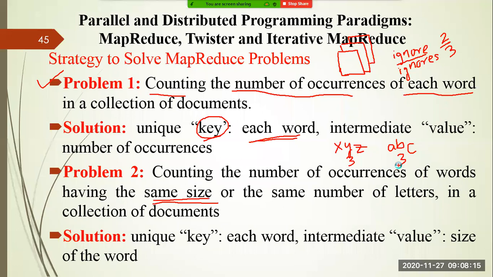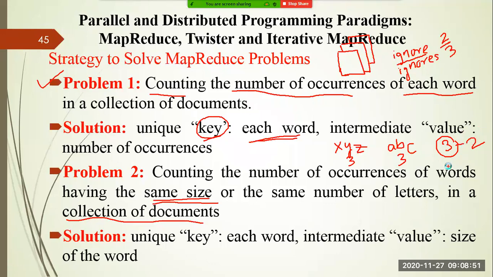Like that you are given a collection of documents like problem 1. What you have to determine? You have to count that XYZ and ABC both belong to the same group. Means you can say for 3 letter words, there are 2 words with length 3. Like in this case, you know that XYZ and ABC are the 2 words, so you can say for 3 letter words, the occurrences is 2.